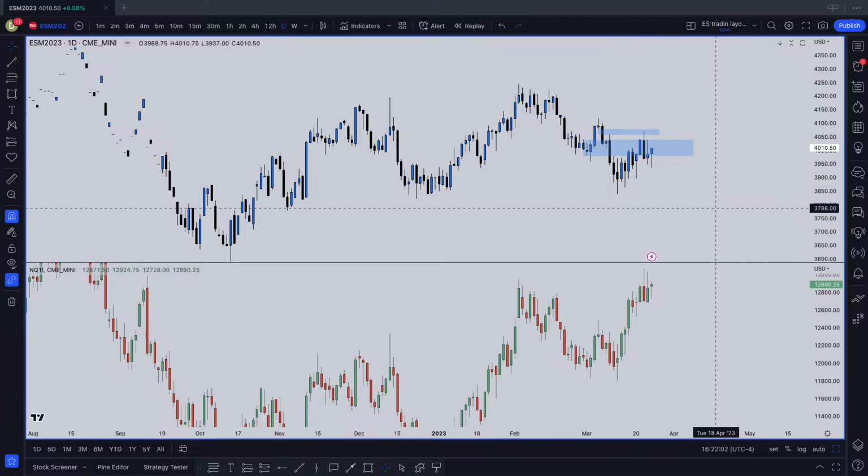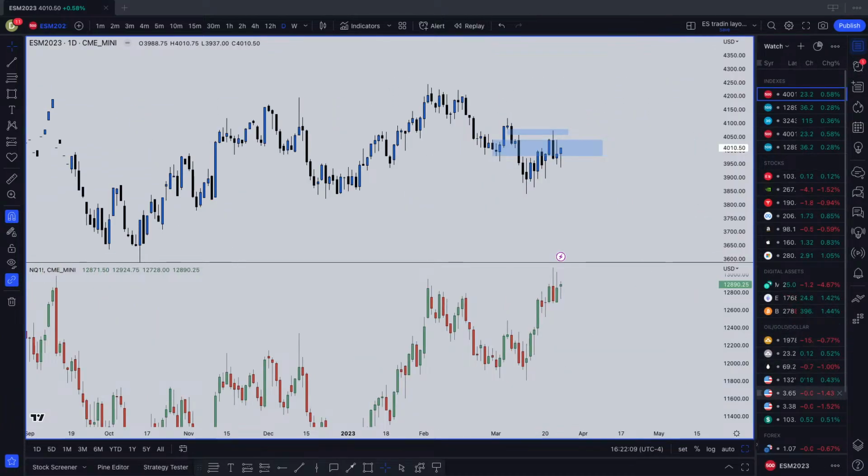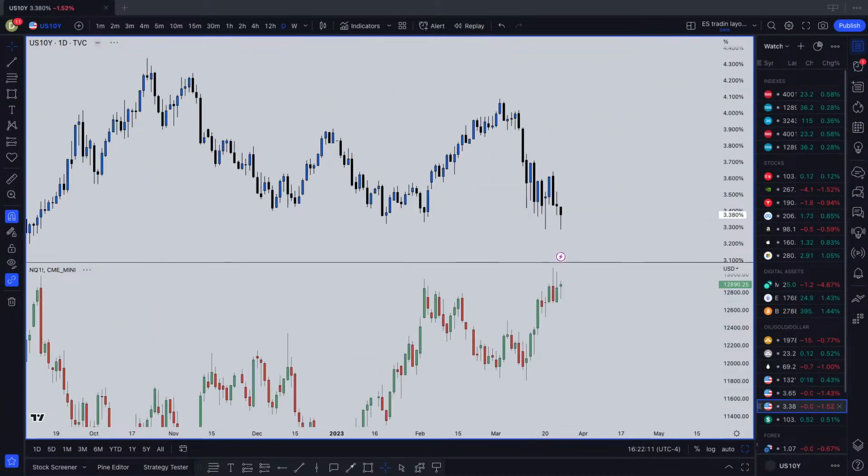So now this is where fundamental analysis comes in. If we look at the interest rates, you guys have seen that that has been dropping quite a bit. So here we see interest rates have been extremely bearish into these past couple weeks.